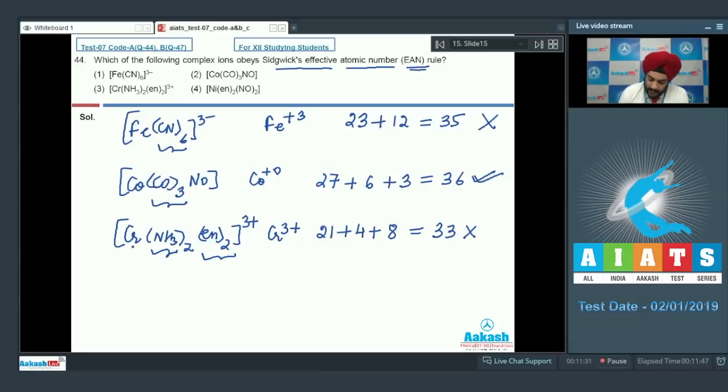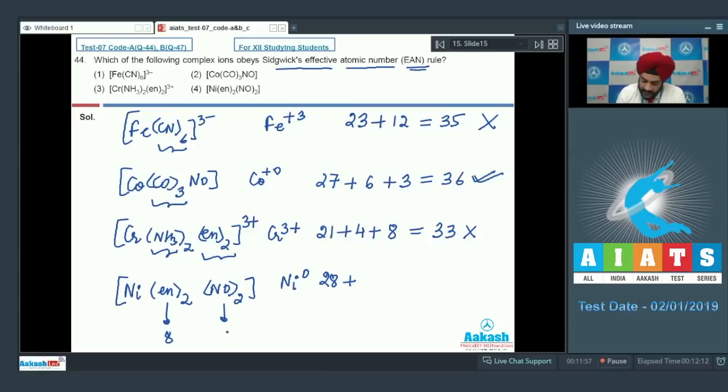And if you look at the last option now, we have Ni(en)2(NO)2. In this case again, Ni is in a state of 0. So it has 28 electrons of its own, plus the en will donate 8 electrons and the NO will donate 6 electrons. So we have 28 plus 8 plus 6, which is equal to 42. So this also does not follow the effective atomic number rule. Out of these 4 given complexes, only the second complex follows the EAN rule, and we have to select option 2 as the correct answer to our question. Let us look at the next question now.